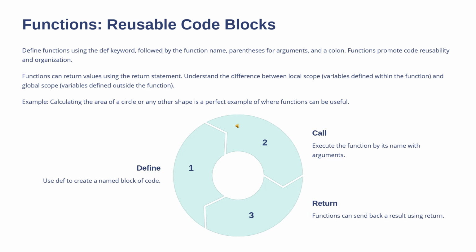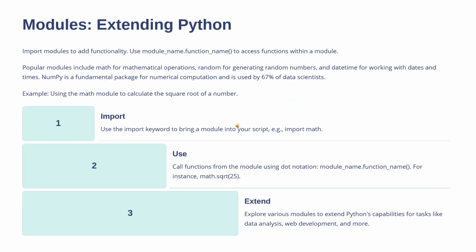Understand the difference between local scope, variables defined within the function, and global scope, variables defined outside the function. Example: calculating the area of a circle or any other shape is a perfect example of where functions can be useful. See diagram below.